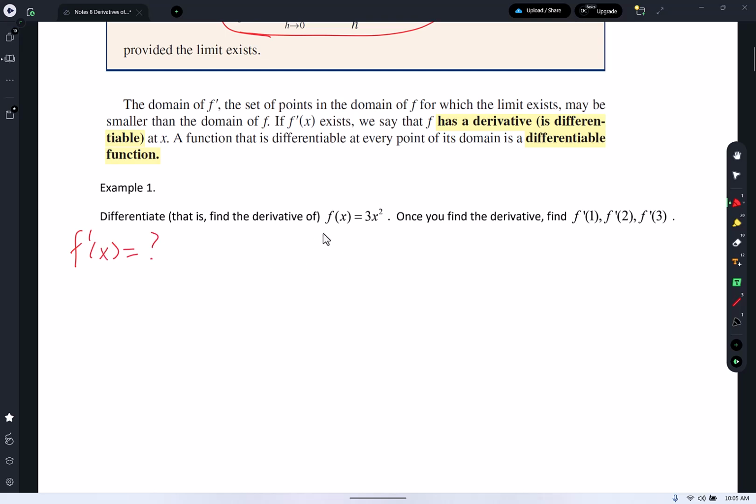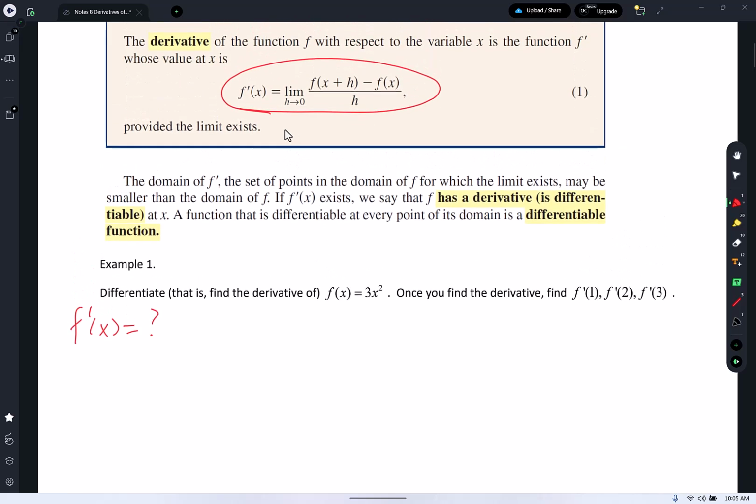And then I'm going to come up here and look at my little formula for f prime of x. Do you guys see that little formula? So I'm going to write f prime of x is nothing more than the limit as h approaches 0. h is like delta x, of f of x plus h minus f of x all over h.